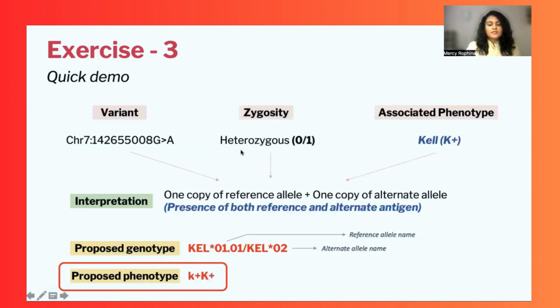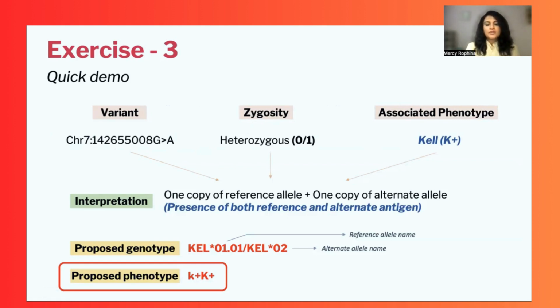To do that, we need to look into 3 major categories now. There is a variant. This is the variant which we are focusing on. We need to check the zygosity of the variant. In the previous example, it is in a heterozygous form. And we also need to know the associated phenotype of this particular variant. Since it's an example, I have written the phenotype. It is a KEL phenotype.